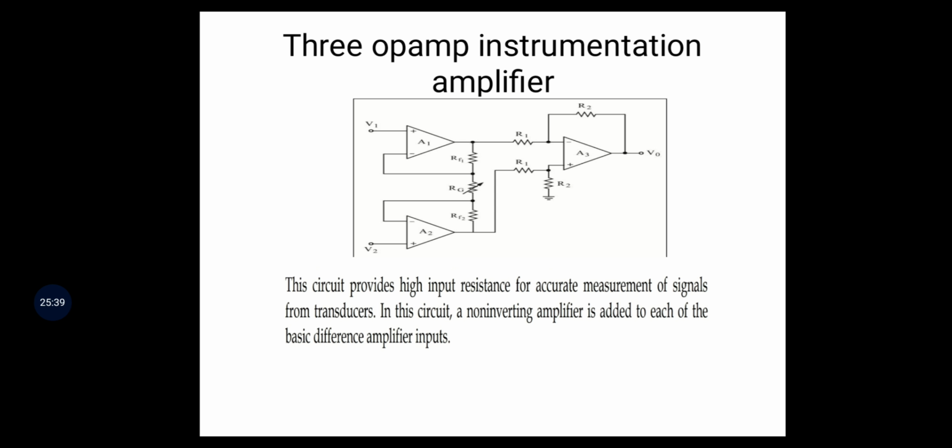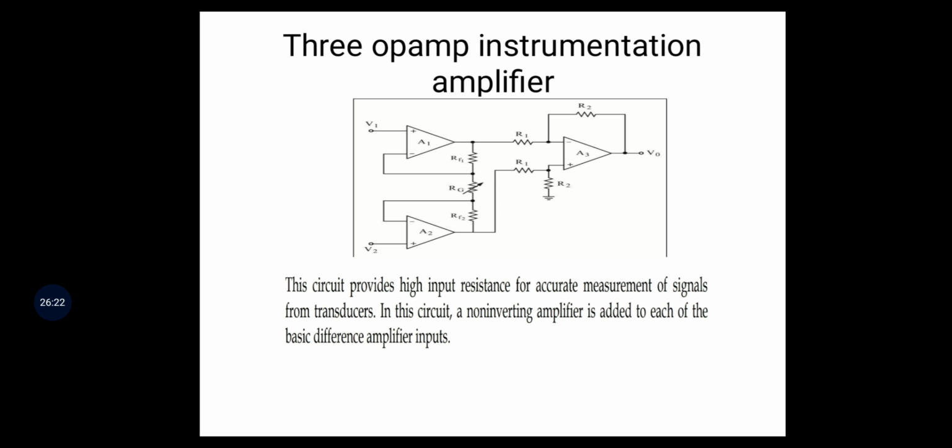Then the A1 output is connected through R1 to the inverting terminal of A3. Next the A2 output is connected to the non-inverting terminal of A3 through R1. Here R2 is the feedback resistor of A3, that means the third op-amp. Then the output voltage of operational amplifier A3 is V0.